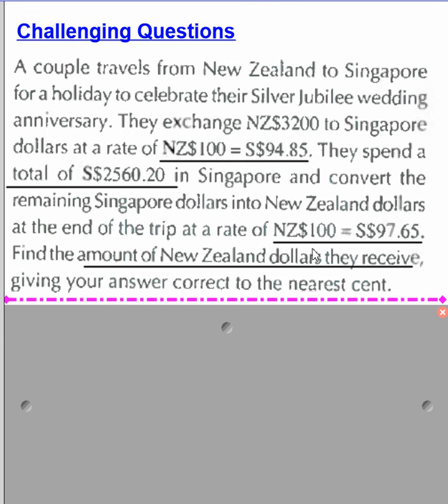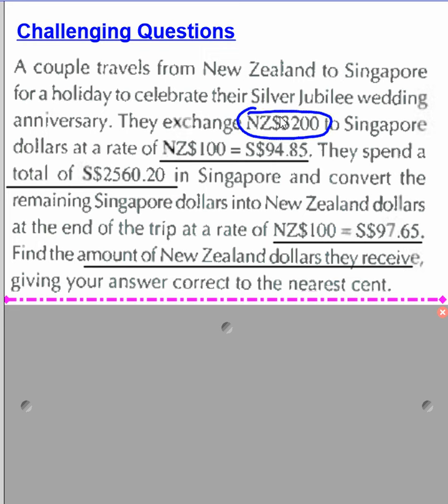Now, if you look at this example, the question is not very difficult, but when we see a long question, it is psychological that we come under pressure: oh my God, so much calculation, so many numbers, what to do? So I would suggest break it up, like I have highlighted here. The rest is the story. A couple is going from New Zealand to Singapore to celebrate their Silver Jubilee, nothing to do with our calculation. So they definitely exchange New Zealand dollars into Singaporean dollars. And this was the rate. And how much money did they exchange?